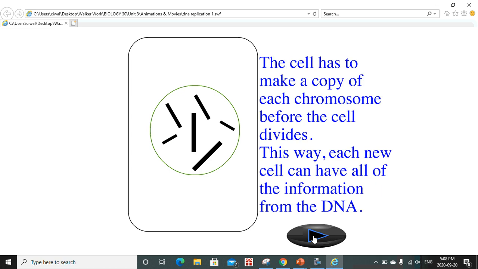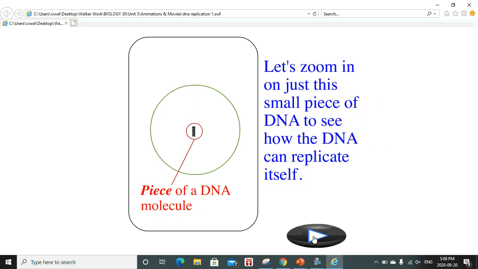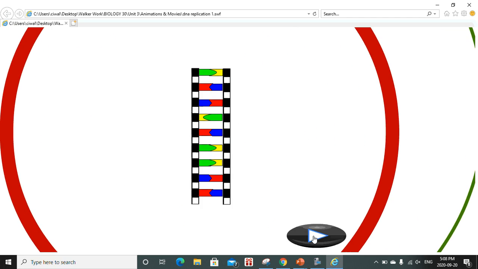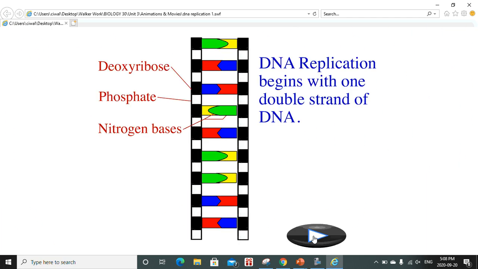So in this animation they're going to zoom in on just one small section of one of the chromosomes so we can see what is going on with replication. Here we have about 10 base pairs, and we can see the checkers along the side, the black and the white, representing the sugars and the phosphates. And the colors that we see, the green, the yellow, the red, the blue, those would be the nitrogen bases. In the case of this model, we do have the DNA double helix that has already been unwound. So this is just the straight ladder that we're taking a look at.